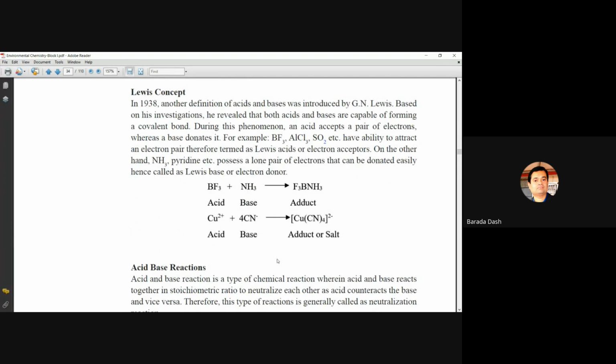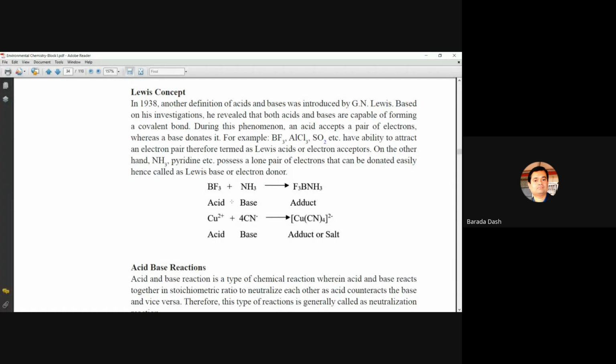Lewis concept. Another definition of acids and bases was introduced by G.N. Lewis. Based on his investigations, he revealed that both acids and bases are capable of forming a covalent bond. During this phenomenon, an acid accepts a pair of electrons, whereas a base donates it. So a Lewis acid accepts a pair of electrons and a Lewis base donates a pair of electrons, for example BF3 plus NH3.